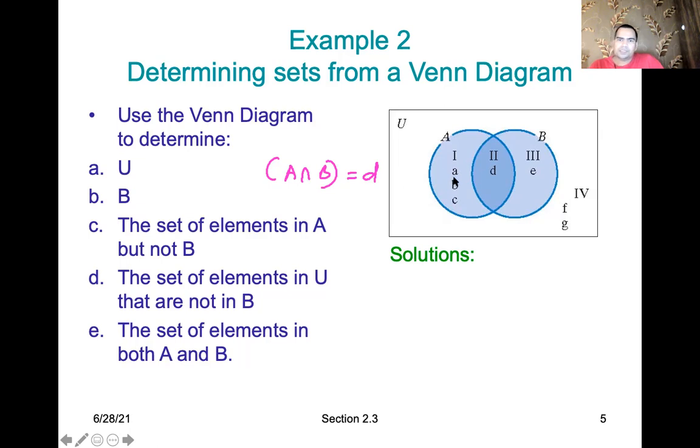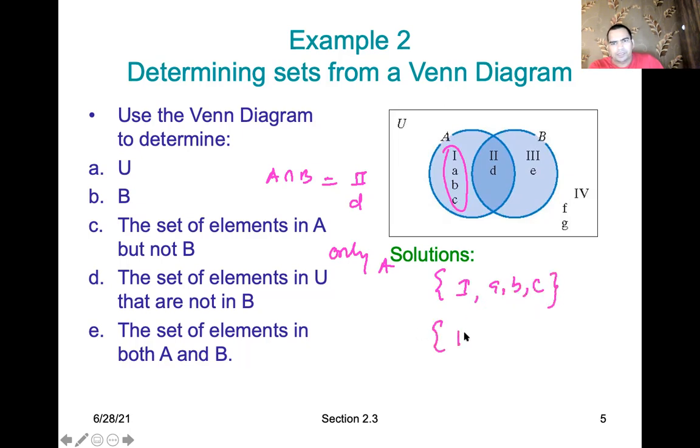Here, let's say ABC, I'm not considering these as elements, I'm just considering these as a region. But if we consider them also as elements, in that case A intersection B is going to be the 2 and D as well. And if you consider the first part, which is only A, this will be 1, A, B, and C, and only B will be 3 and E.